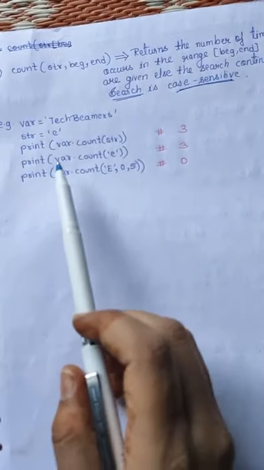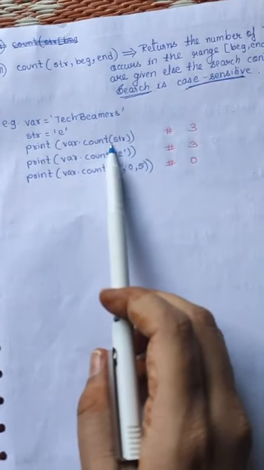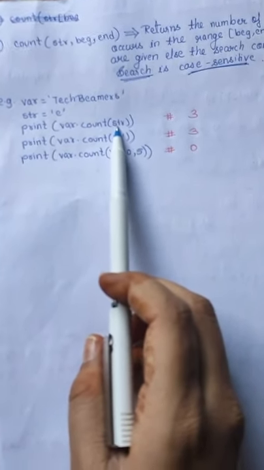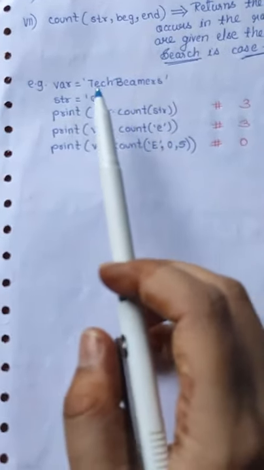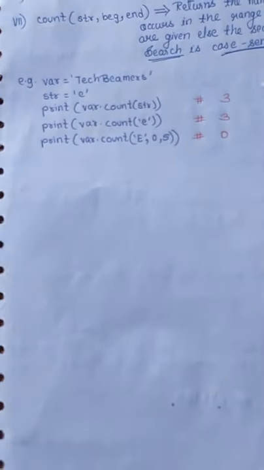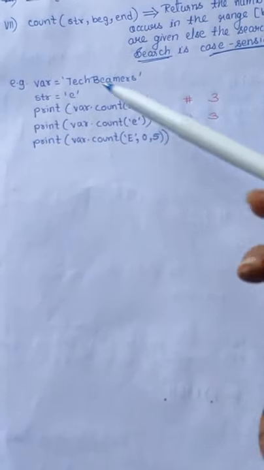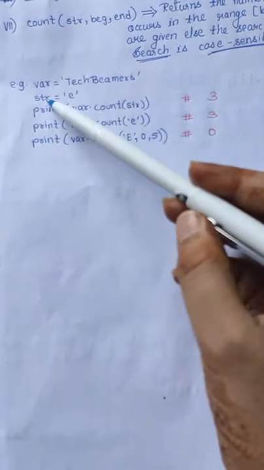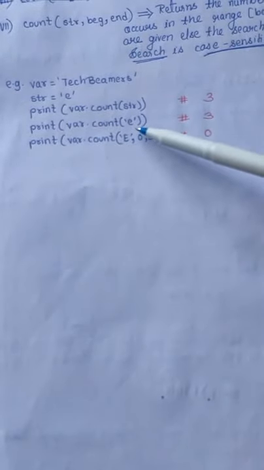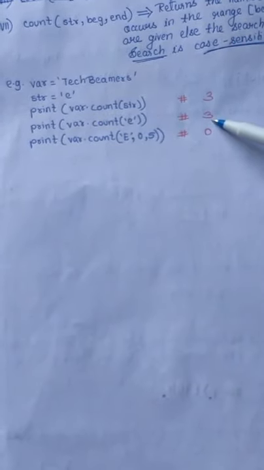So simply I'll write var dot count and pass the value which I want to check. Now as you can see in the example, E has occurred 1, 2 and 3 times, so it will give me the output 3. Likewise, instead of storing the value of E in some variable, you can directly pass the value to the count function, which is also going to give me the answer 3.